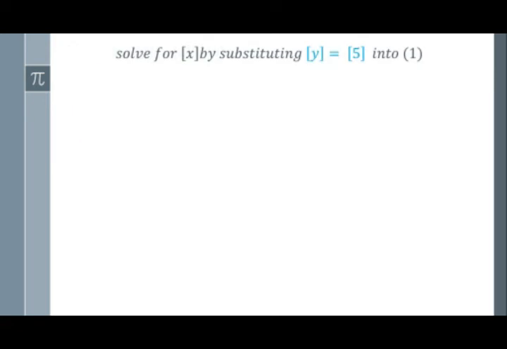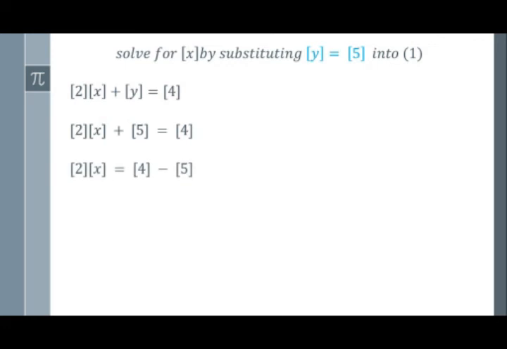Then we solve for the congruence class of x by substituting the congruence class of y, which is equal to the congruence class of 5, into equation 1. And this is equation 1. Then we substitute the congruence class of y by the congruence class of 5, and we transpose the congruence class of 5 to the other side. This is what we get: the congruence class of 2 times the congruence class of x is equal to the congruence class of -1, and we call this equation 4.